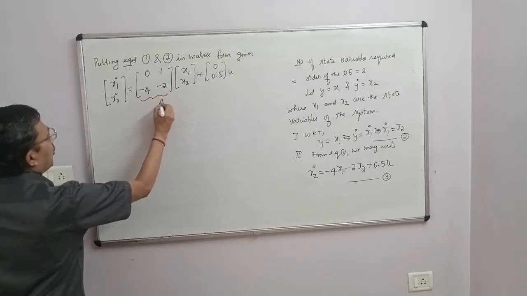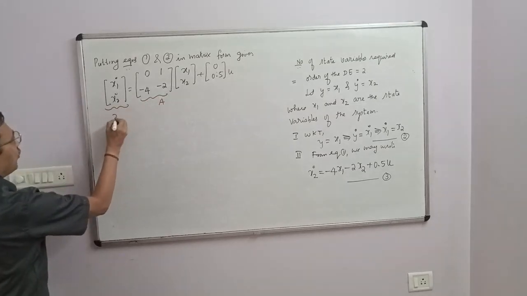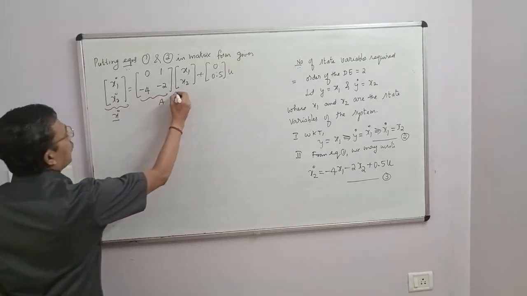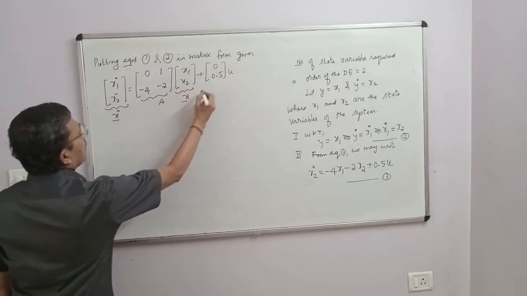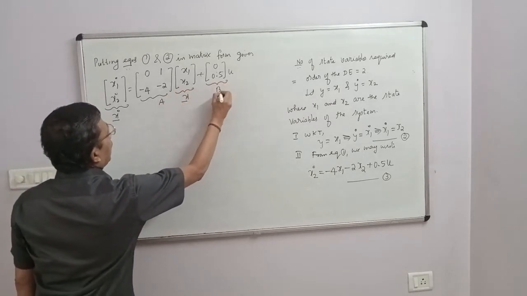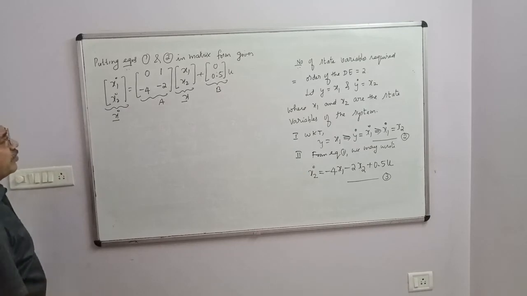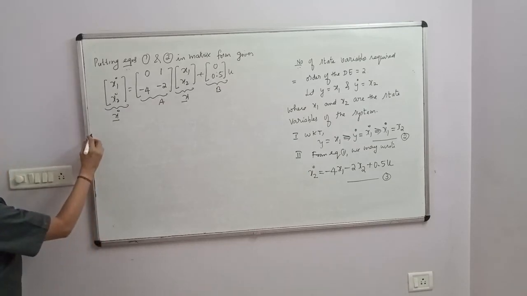This is nothing but the A matrix. This matrix is X bar dot. This matrix is X bar. This matrix is the B matrix. This is the state equation of the system.